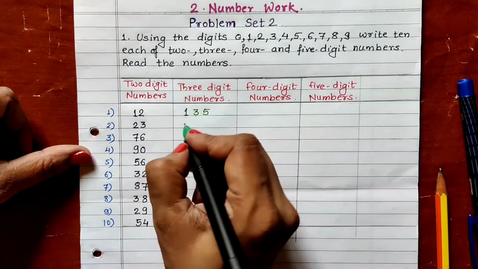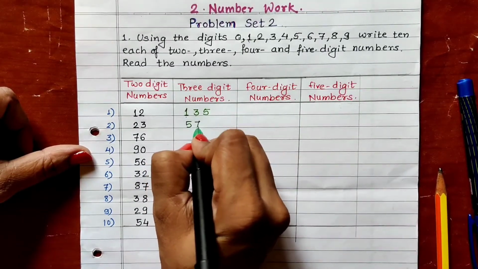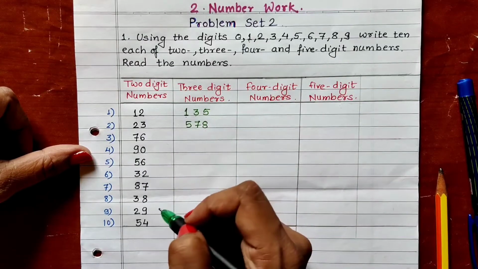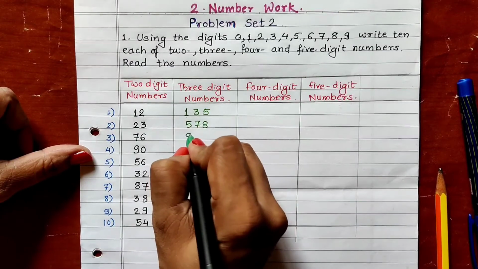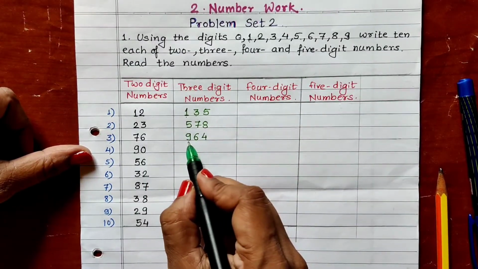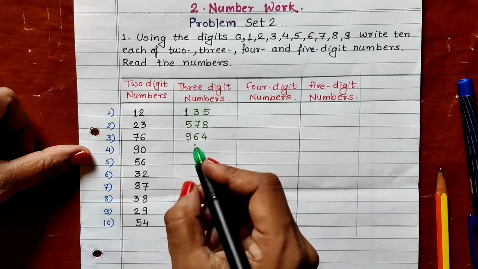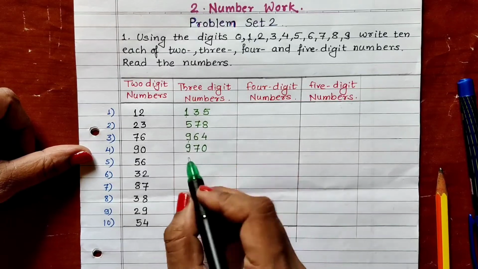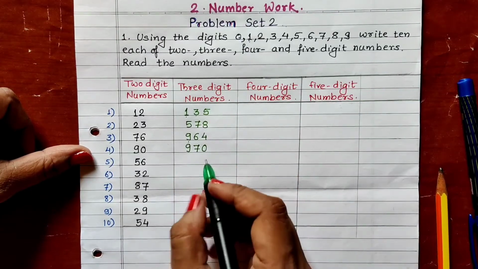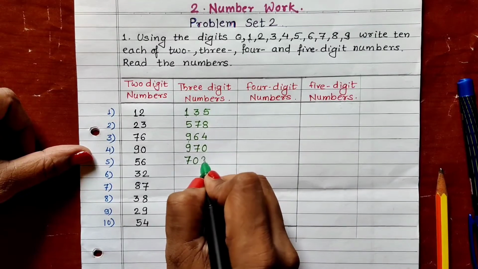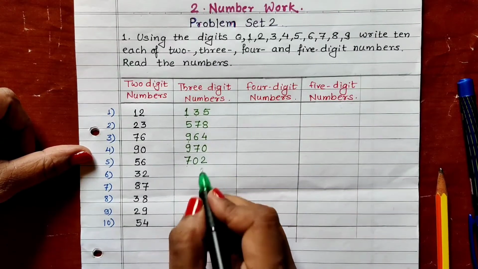135. If I write 5, 7, 8, how to read it? 578. If I write 9, 6, 4, it can be read as 964. If I write 9, 7, 0, it will be 970. If I write 7, 0, 2, it will be 702.